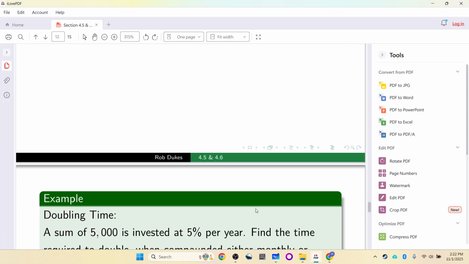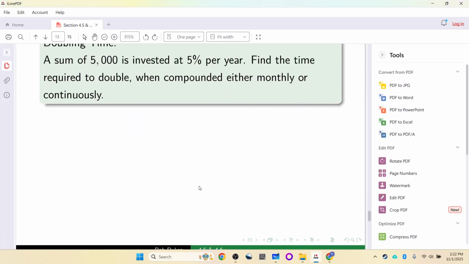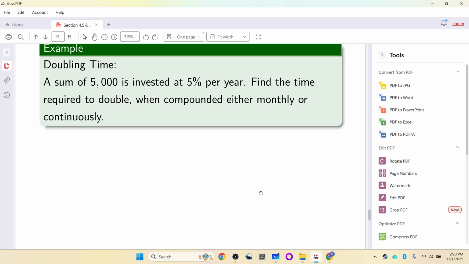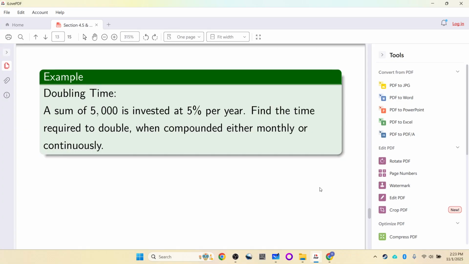All right. That's about doubling time. So, interest. We've talked about interest. A sum of $5,000 invested at 5% per year. Let's find the time required to double.